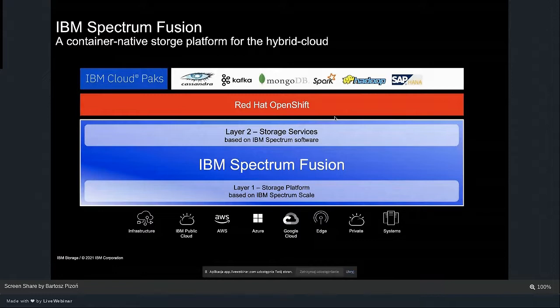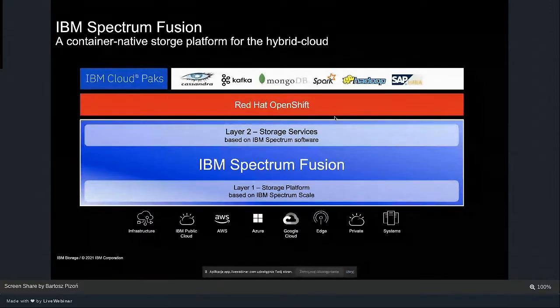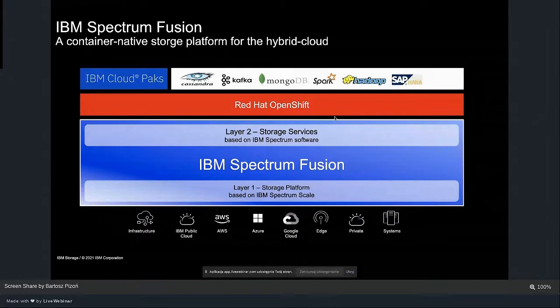But what if we have already implemented some public cloud provider? Okay, we can see a way to develop this HCI. We can be connected to the public cloud, to the IBM public cloud, to AWS, Azure, Google Cloud. As you can see, all four great cloud providers are supported here. Edge computing, private cloud as well, and all of the systems. So the portfolio of the virtualizing is seriously a huge one.